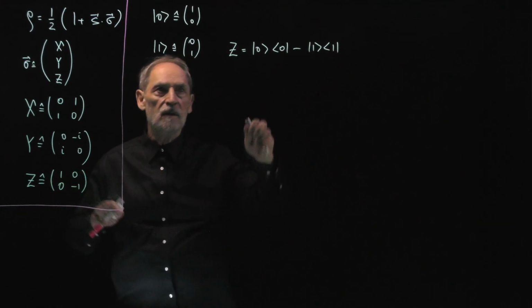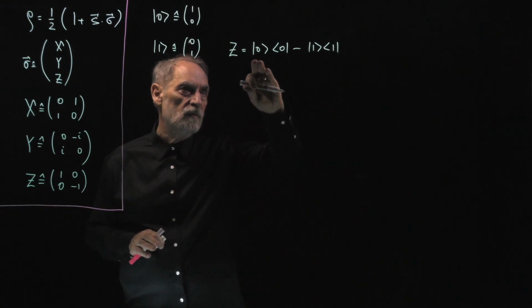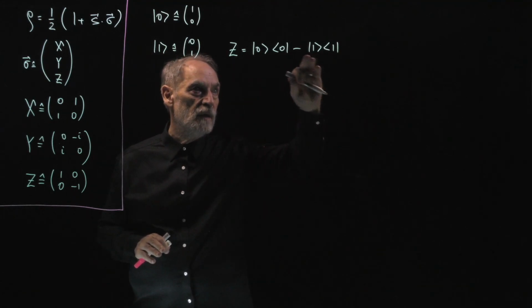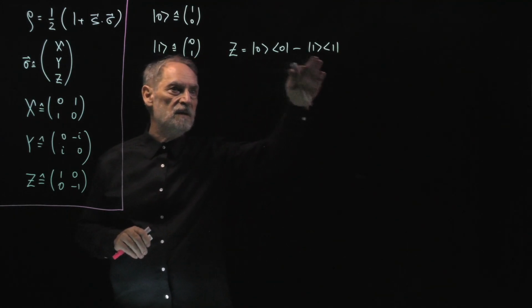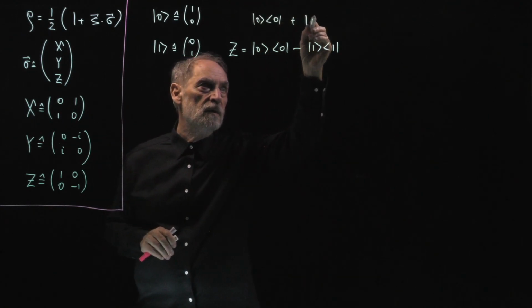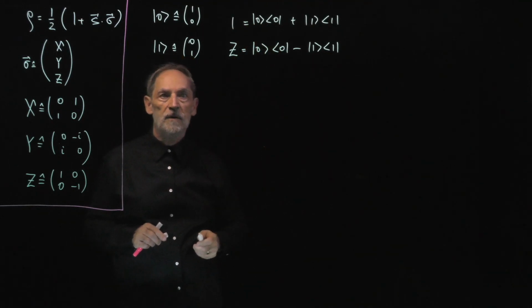If we apply Z to the 0 ket, then we get the 0 ket back. If we apply Z to the 1 ket, we get the 1 ket back, but with a minus sign. And of course the sum of the two, the |0><0| plus the |1><1|, that's the identity operator for the qubit.